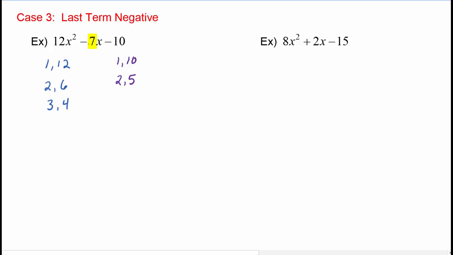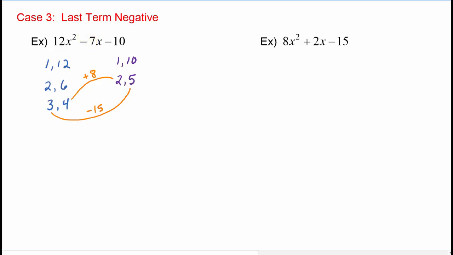So you would go through trying various combinations, and we would get to, let's see here, we have 3 times 5 is 15, 4 times 2 is 8. Now the difference between 15 and 8 is 7. Now we have to consider the sign of the middle term is negative. So what we really need is the sum of these two factors to be negative 7. So that means we're going to need a positive 8 and a negative 15 to achieve that.